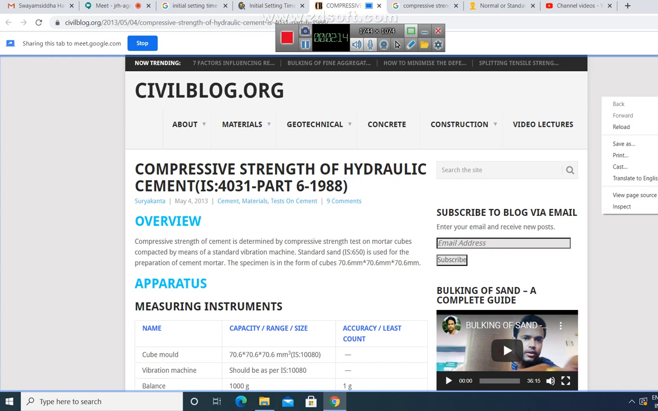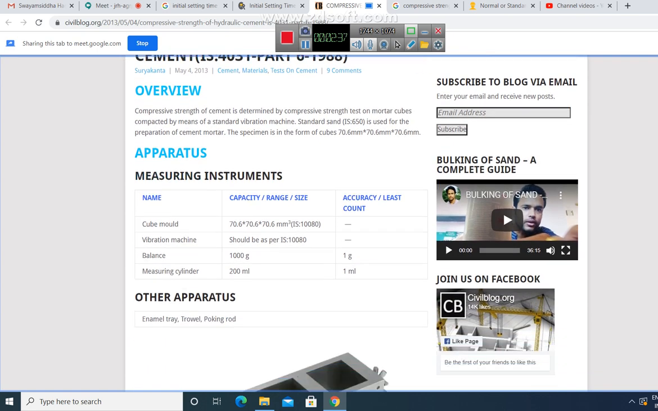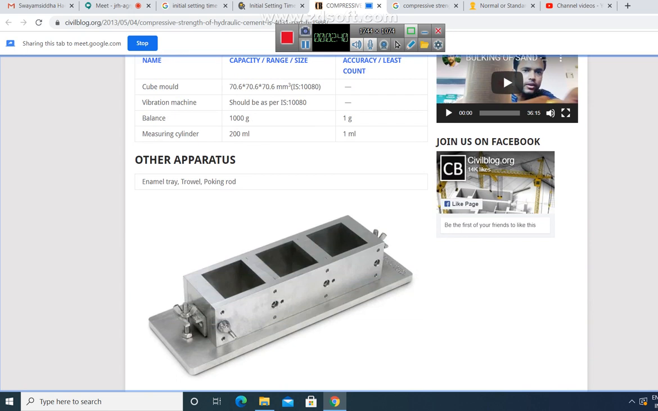Compressive strength of cement is determined by compressive strength test on mortar cubes compacted by means of a standard vibration machine. The standard sand is used for the preparation of cement mortar. The specimen is in the form of cubes of 70.6 millimeter. So this is the mold. This cube mold will have one side as 7.06 centimeter. So the total cross-sectional area of the cube will be 7.06 into 7.06, that is 50 centimeter square.